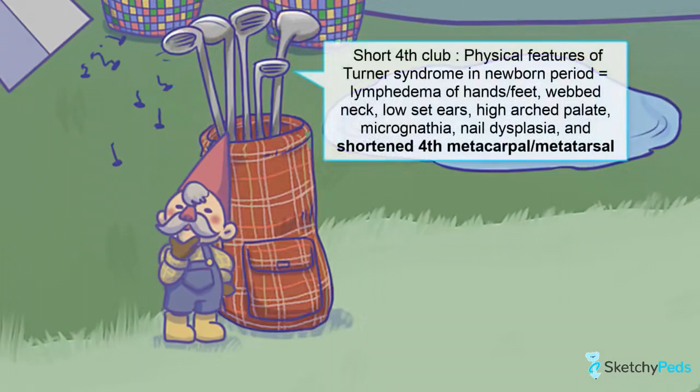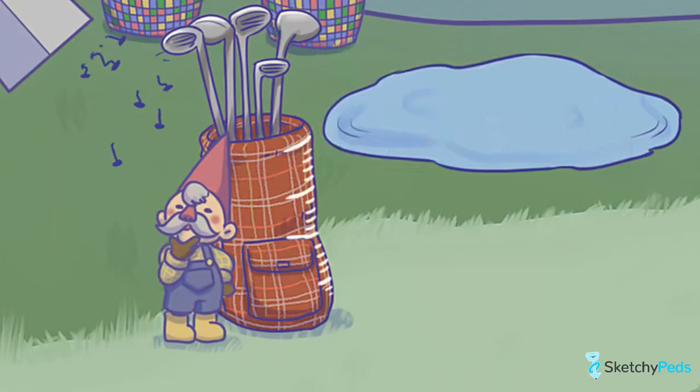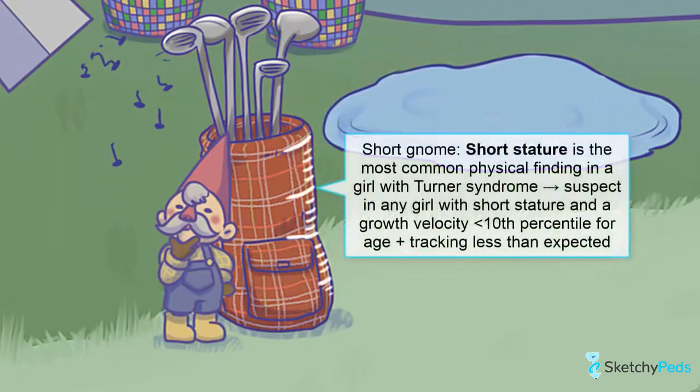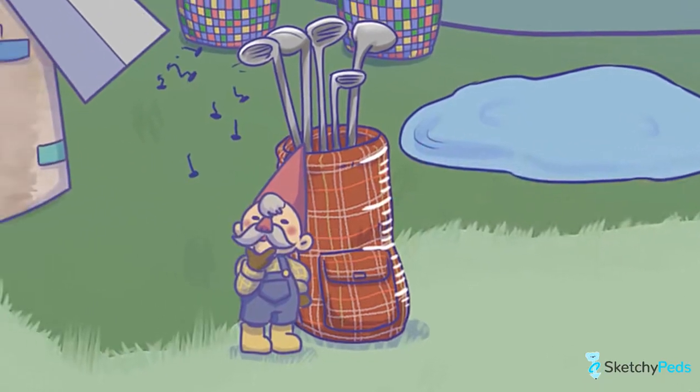Let's switch gears now and talk about the physical features of Turner syndrome that you may find in an older child. The most common and consistent finding in patients with Turner syndrome is short stature. Short stature is so common, in fact, that you should suspect Turner syndrome in any girl with short stature and a growth velocity less than 10th percentile for age who is tracking at substantially less than expected for her mid-parental height, especially if you see other physical exam features that may be consistent with Turner's.